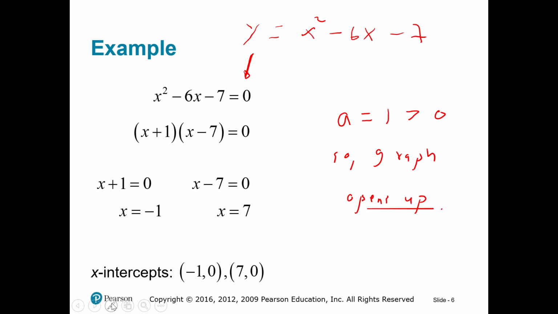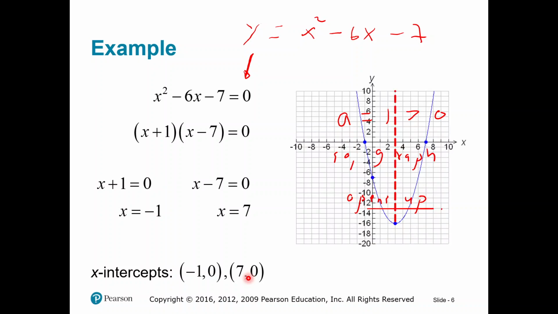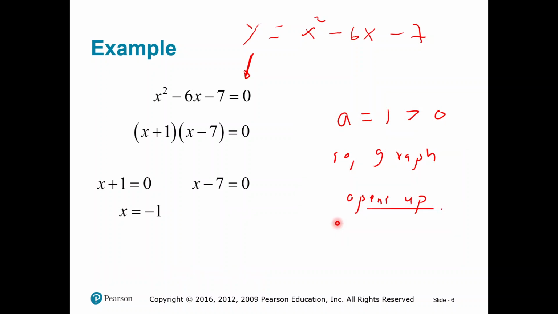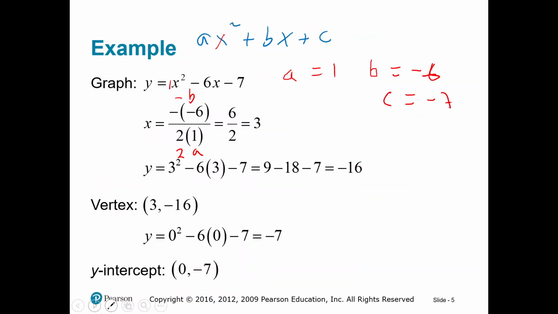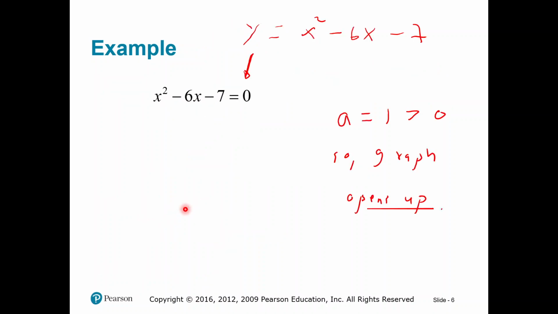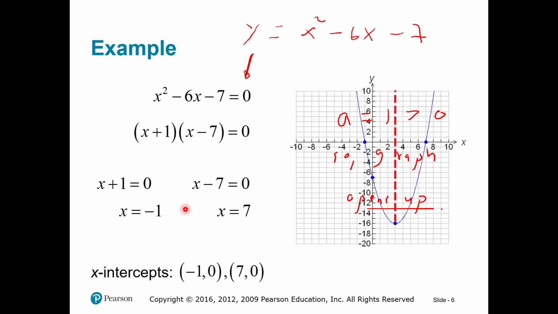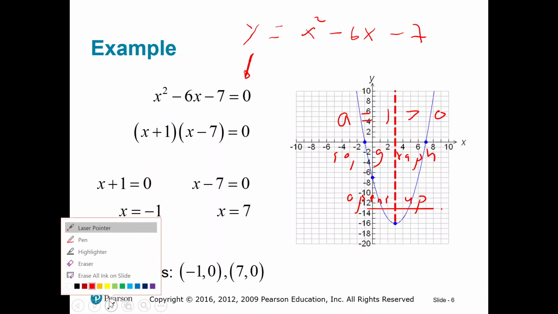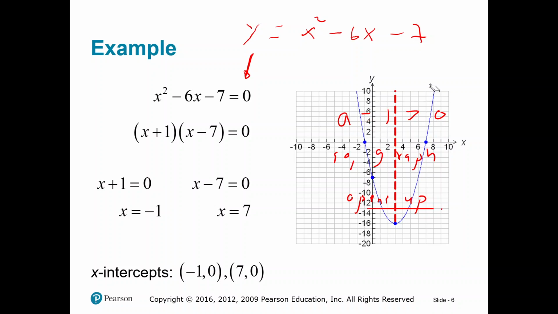So let's plot those points. Let's plot the points negative 1, 0 and 7, 0. The point 0, negative 7, and the point 3, negative 16. And so together we have our graph, which is a graph that opens up.